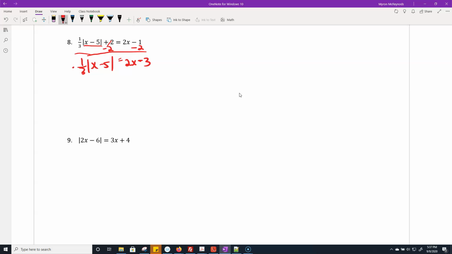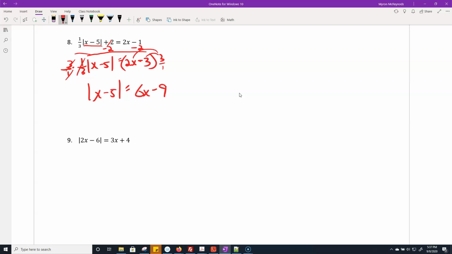So to get rid of a 1/3, I'm going to multiply by 3, right? You can think of it as 3 over 1 if you're used to just multiplying by the reciprocal to get rid of a fraction. And I need to multiply this whole side by 3. You can think of it as 3 over 1 too. And that'll cancel away, and I get the absolute value of x minus 5 is equal to, and I need to multiply by 3, so that 3 distributes into both of these, so it's going to be 6x minus 9. So now I have the bars by themselves, and I can split it into its two equations.